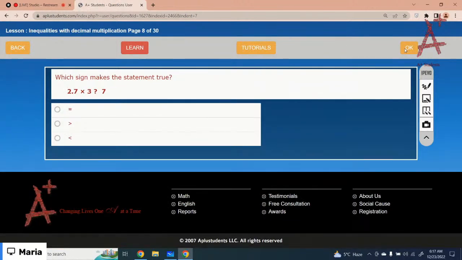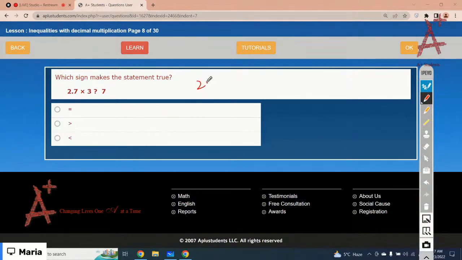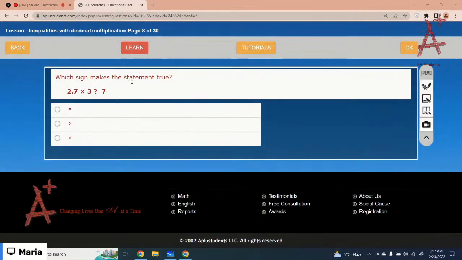Okay, the next one is you have to do 2.7 times 3 and compare it to 7. Got it? So let's just do 2.3 times 7. 7 times 3 is 21. Write 1 and carry 2. 7 times 2 is 14 and 2 is 16. It is 16.1. So 16.1 is greater than 7 or less than 7? Greater than. Got it? 16.1 is greater than 7. Just select the correct option and click on the OK button.